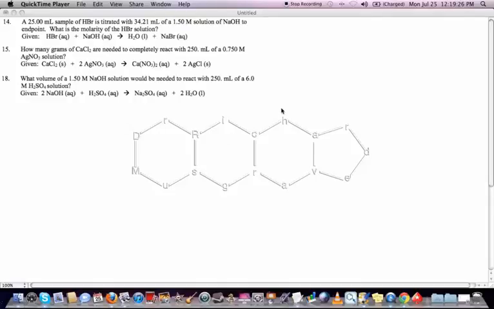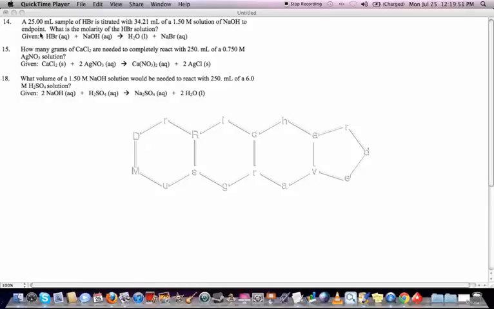I want to show you some example reaction problems or titration type problems that involve solutions. Alright, so the first one we're looking at is number 14, and the question is: a 25.00 mL sample of HBr is titrated with 34.21 mL of 1.50 molar solution of sodium hydroxide to endpoint. What is the molarity of the HBr solution?